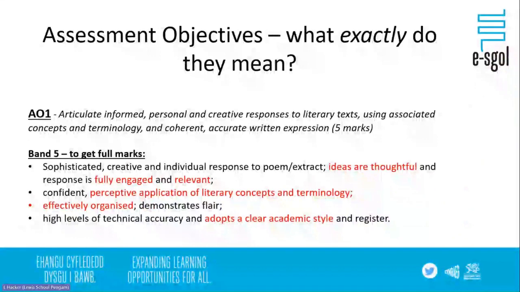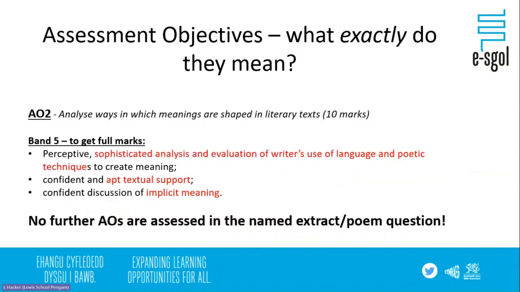Okay, so essentially we can separate that into 3 sections. You are fully engaged with the question. You've got those apt applications of literary terminology. Your ideas are organised and you adopt that clear academic style of writing throughout. Those are very important to be able to gain those marks in that AO.